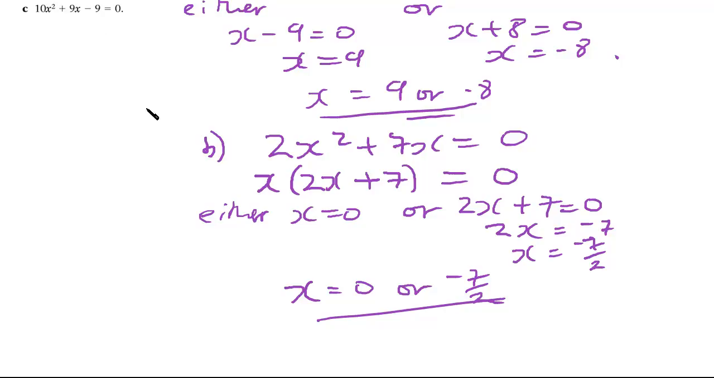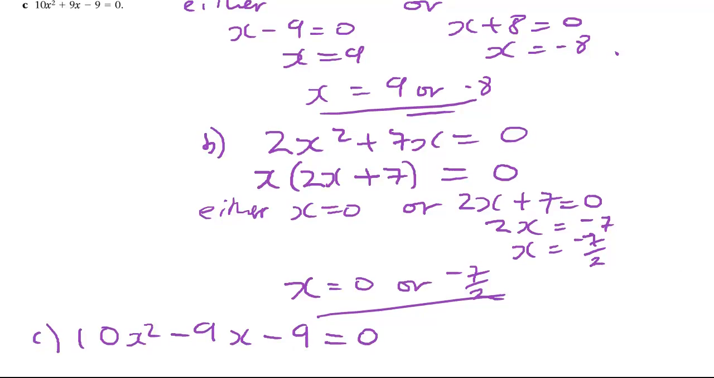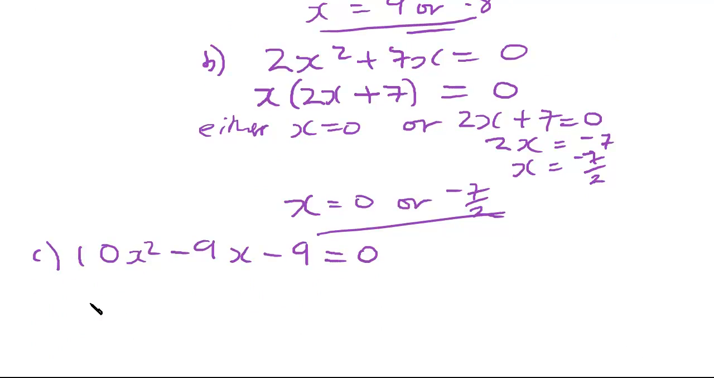Now, last question. It's going to be a bit trickier to factorise this one. C: 10x squared minus 9x minus 9 equals 0. Why is this trickier to do by factorising than the others? Well, you've got a lot of factors. You've got factors of 10: 1 and 10, 2 and 5. 9: 1 and 9, 3 and 3. And you've got to try and combine all these to get minus 9 lots of x. So let's just write out a few.